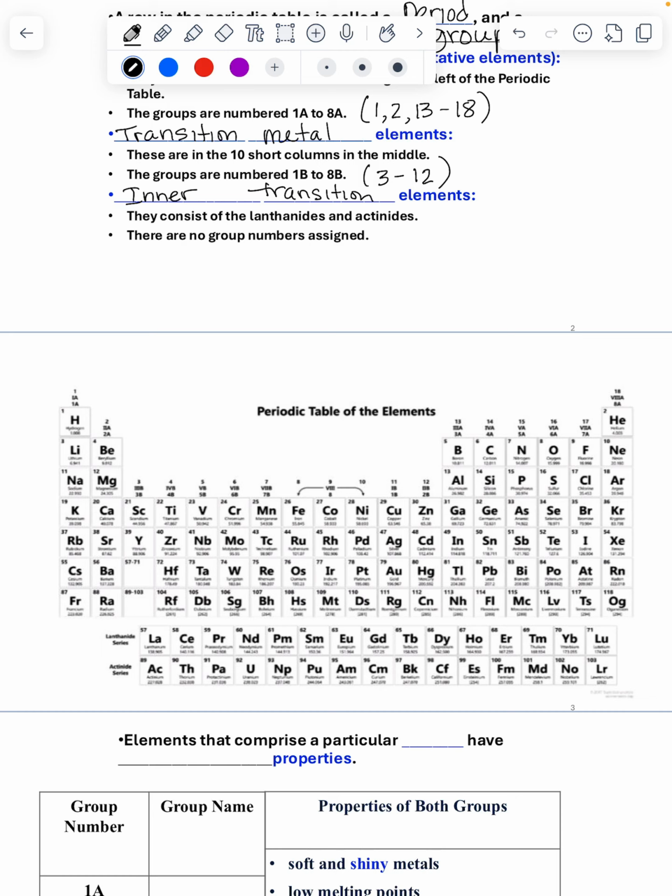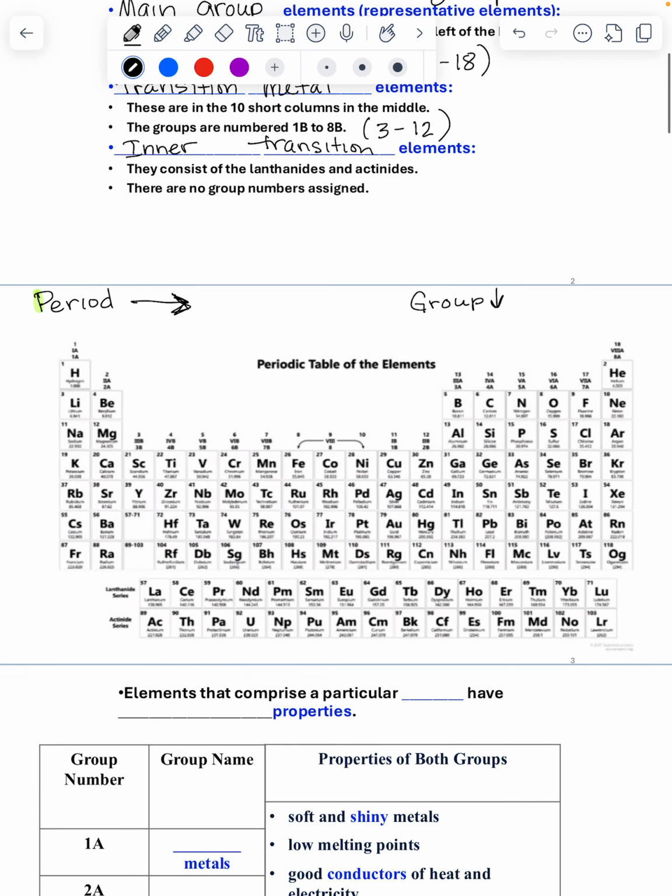Here in the previous notes we have talked about the periods and the rows, so you may choose to make some notes on your periodic table. Remember that the periods on the periodic table go across this way. Periods are horizontal rows, and then the groups, they go up and down. Periods go across, groups go up and down.